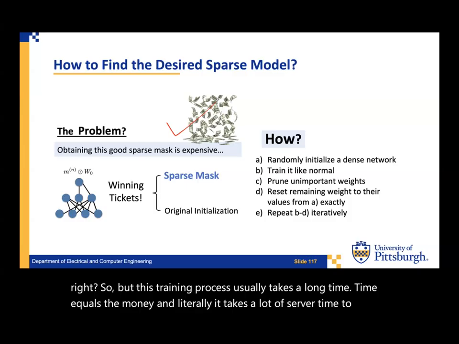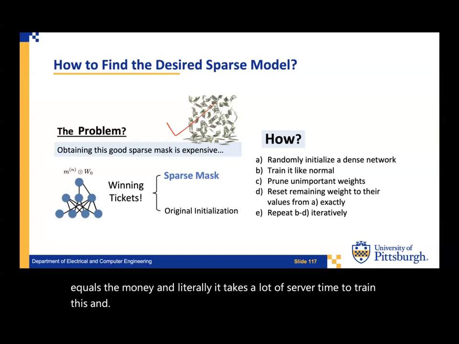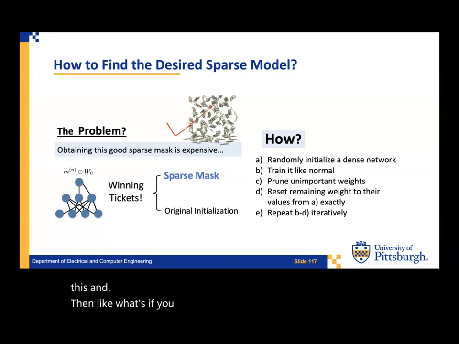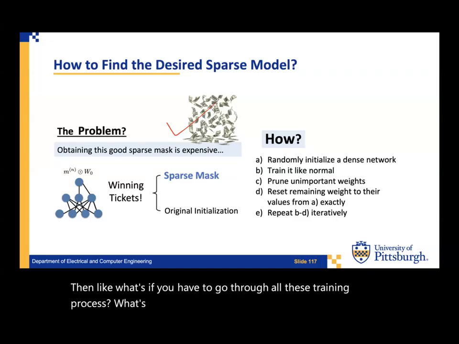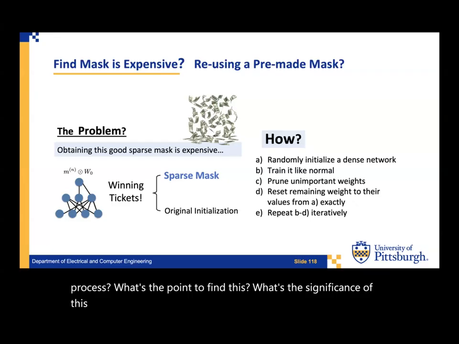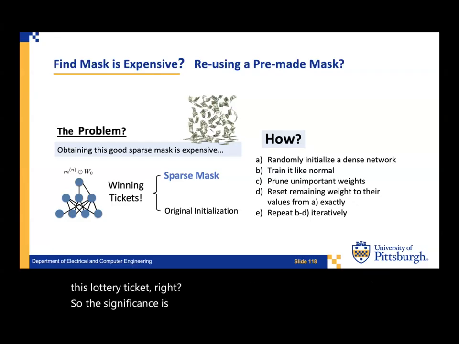And then, if you have to go through all this training process, what's the point of finding this? What's the significance of this lottery ticket, right? So the significance is that the lottery ticket can be transferred.